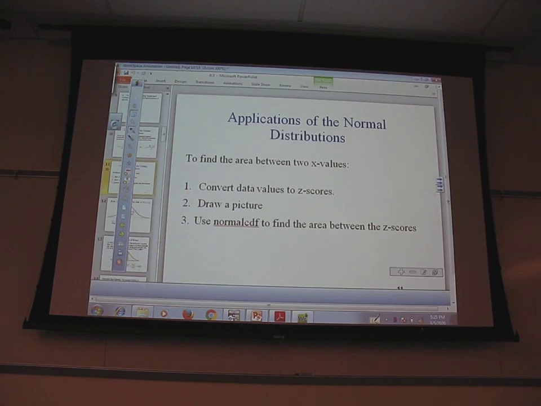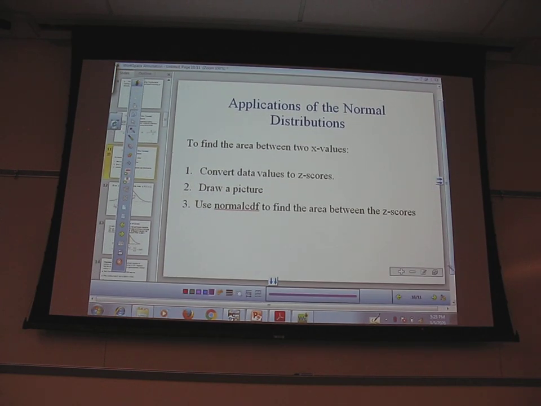So again, these are the steps if you did not write them down. They are on page 4, 6.2. Rob, go ahead and read for us. To find the area between two x values, convert data values to z-scores, draw a picture, use normal CDF to find the area between the z-scores.